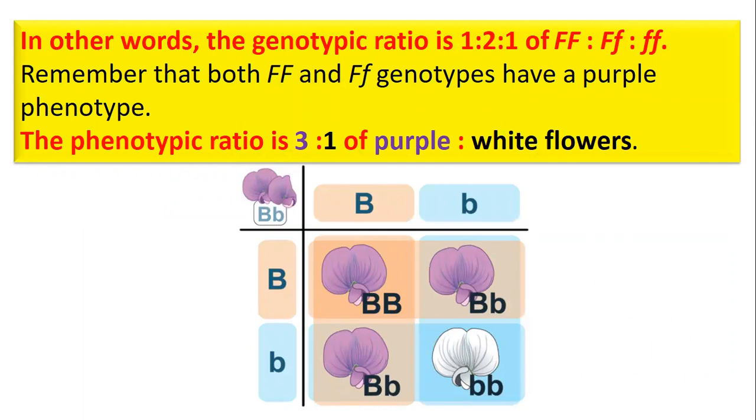So in other words, the genotype ratio is 1 to 2 to 1, one homozygous dominant to two heterozygous to one homozygous recessive, and the phenotype ratio is 3 to 1, three purple to one white flower.